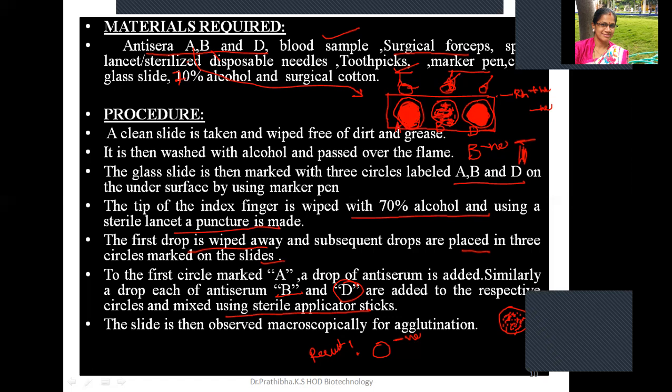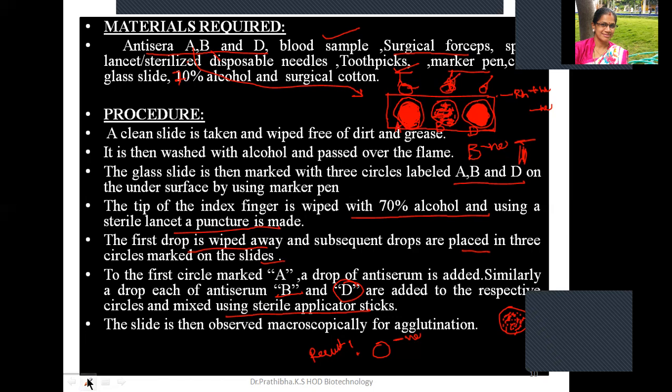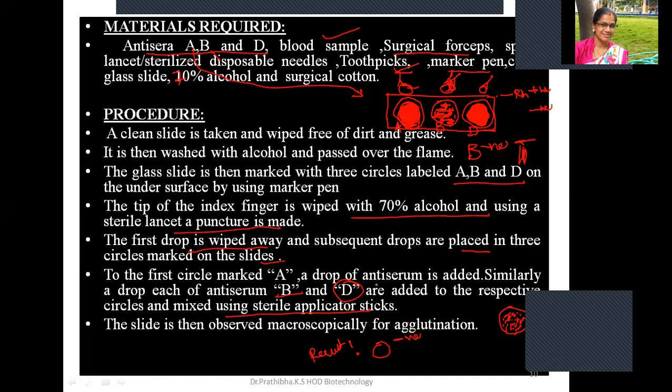For example, in all the circles, if I get the agglutination, then what kind of blood group is that? Here I have agglutination, here also agglutination, right? In this circle I have the agglutination, and in this circle also I have agglutination. In all the circles, if I get agglutination, what kind of blood group is this? Come on, answer.